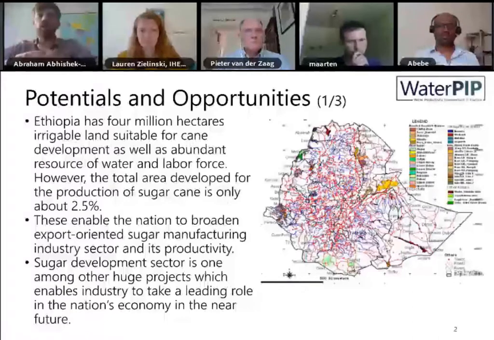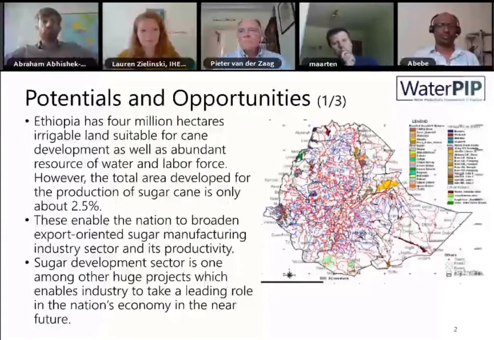As you may or may not know, Ethiopia is blessed with a lot of hectares of irrigable land and a lot of water sources. At this moment, the total developed area of land, particularly with regard to irrigation, is still very minimal, with sugarcane taking only 2.5% of that area.